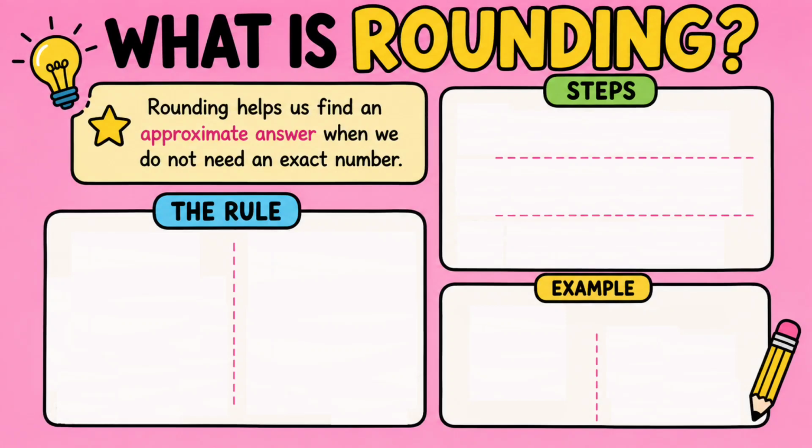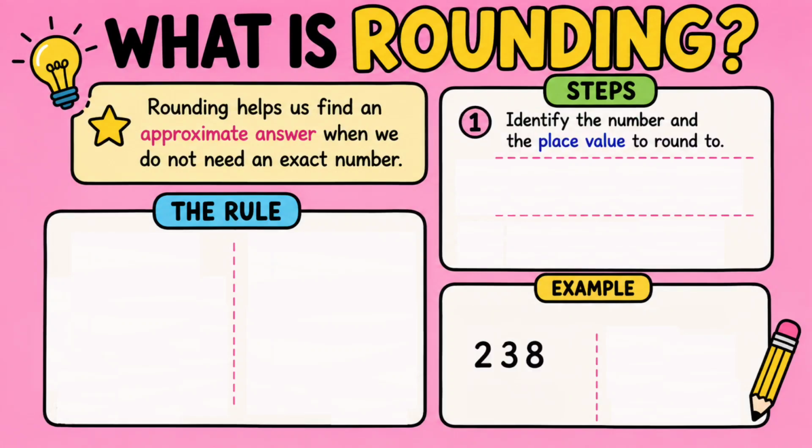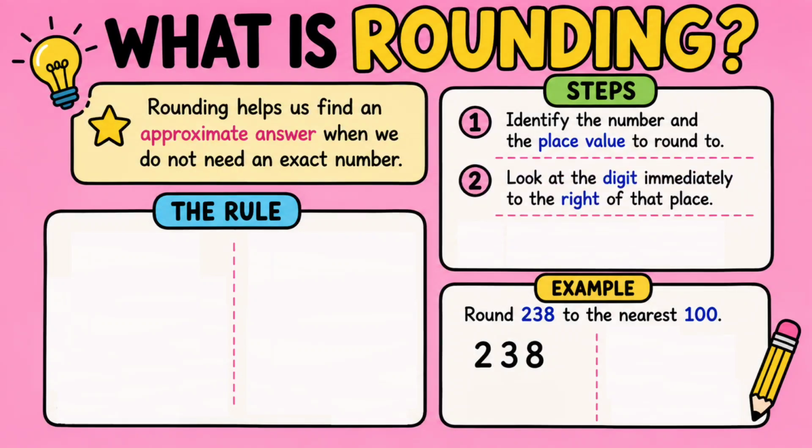To solve a word problem using rounding, first identify the number and the place value you're asked to round to: the nearest 10, 100, or 1000. Then look at the digit immediately to the right of that place.